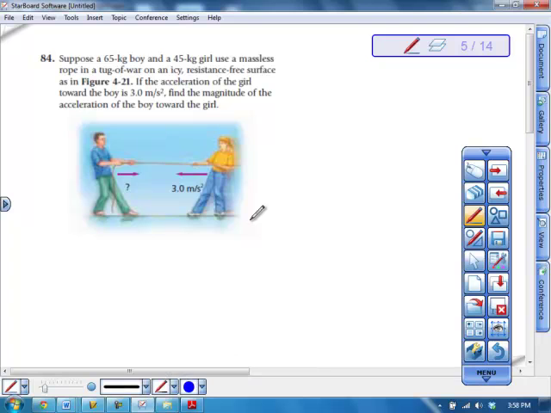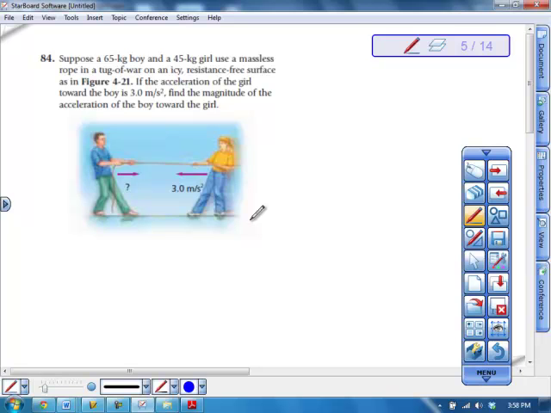Okay, let's try another one. Let's say a girl and a boy are pulling on a rope, and there's no friction, so they're on ice basically. No friction at all from their feet. It says the acceleration of the girl is 3 meters per second squared. Find the magnitude of the acceleration of the boy towards the girl.